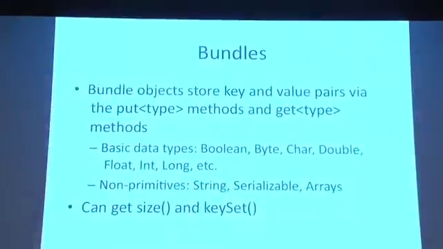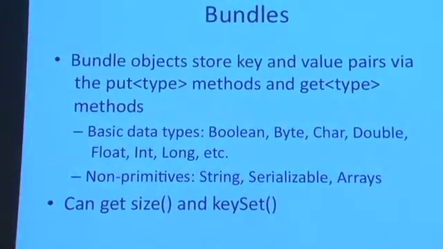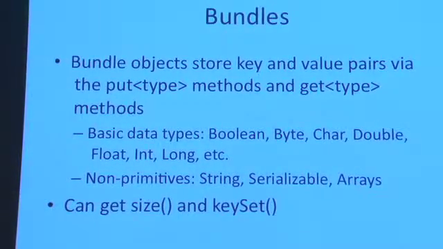Okay, so next thing we're going to be going over is bundles. So these store key and value pairs via the put type method. So an example would be the put boolean method or the put char method. And you do the same thing for getting the actual objects using the get boolean or the get char methods.